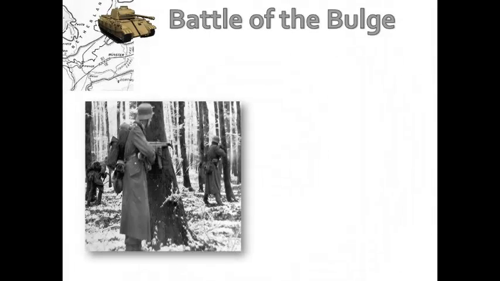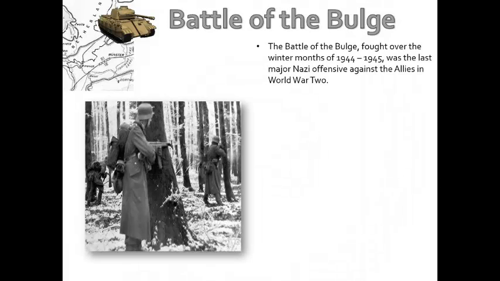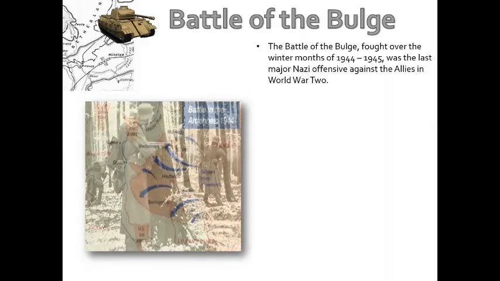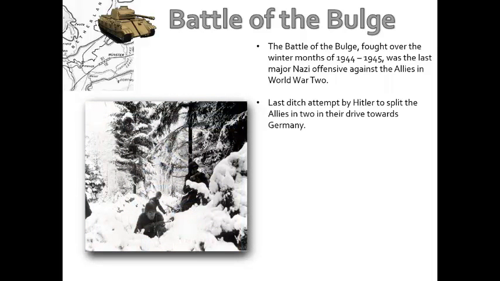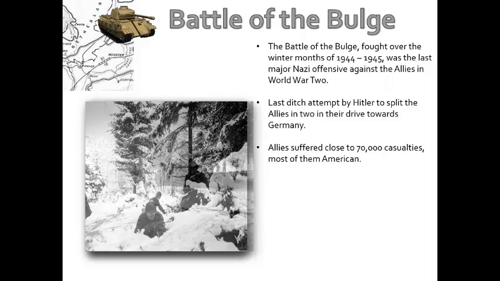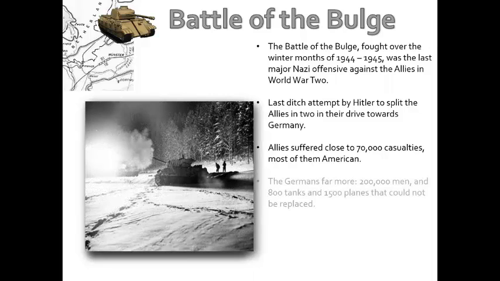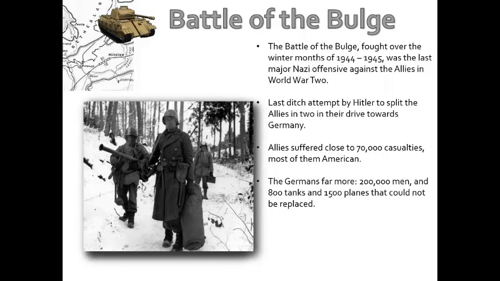The Battle of the Bulge, fought over the winter months of 1944-45, was the last major Nazi offensive against the Allies in World War II. The battle was the last attempt by Hitler to split the Allies in two in their drive towards Germany. This was the Nazis' last effort, and German offenses took a deadly toll. At the Battle of the Bulge, the Allies suffered close to 70,000 casualties, most of them American. But the effort cost the Germans far more: 200,000 men, 800 tanks, and 1,500 planes that could not be replaced.